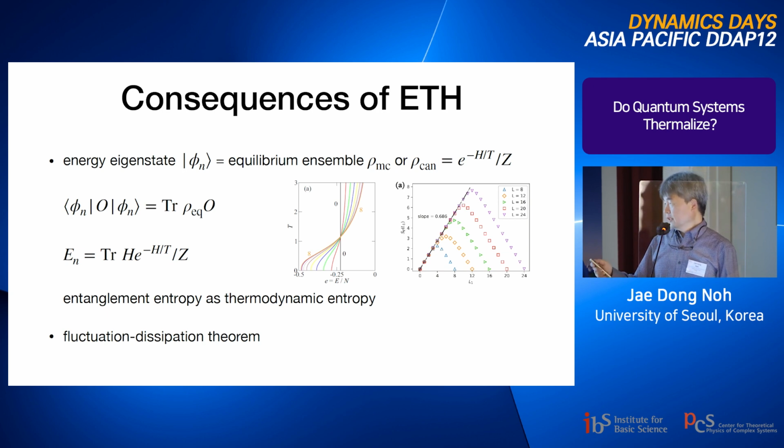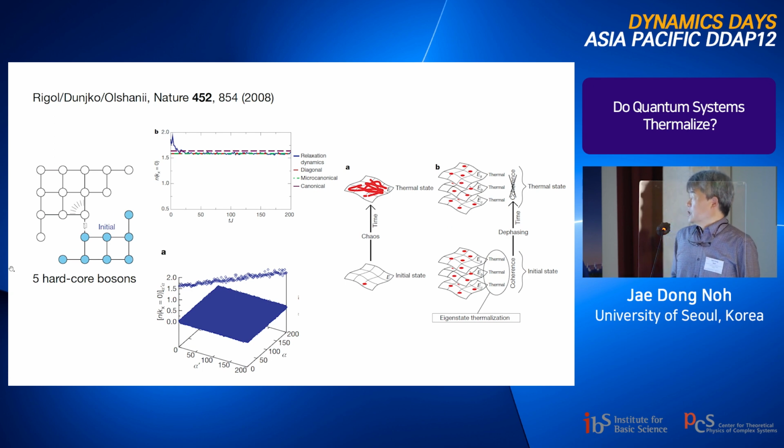And also, up to now, I have focused on the equivalence of the expectation value and the ensemble averaged value, but this eigenstate thermalization hypothesis even successfully explains the fluctuation dissipation theorem. Actually, this ETH was tested in 2008. Rigol et al. considered this kind of system.